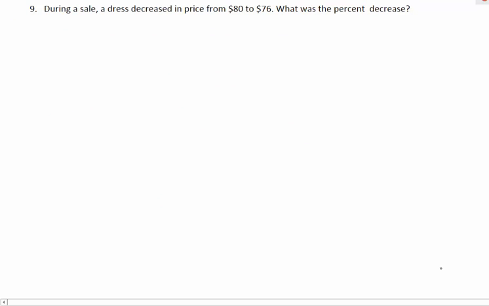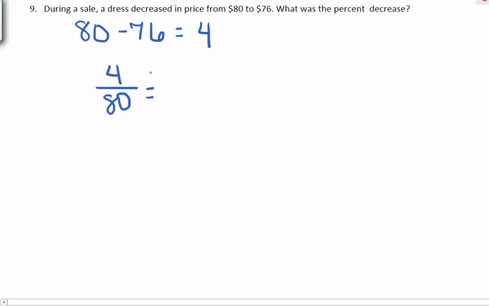Number 9. During a sale, a dress decreased in price from $80 to $76. What was the percent decrease? So when we're looking at a decrease, the first step is to figure out exactly how much the price went down. 80 minus 76 gives us $4 discount. Divide this by the original price, and we should get the percent decrease, which is 0.05, or as a percent, 5%.